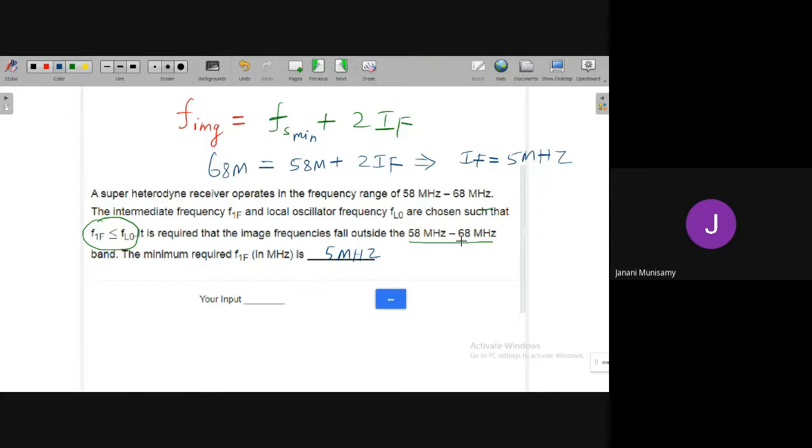Say, for example, if you are having doubt, say you choose 65 m. I have chosen IF as 5. You put 10, then it is 75. Definitely it will go out of band.